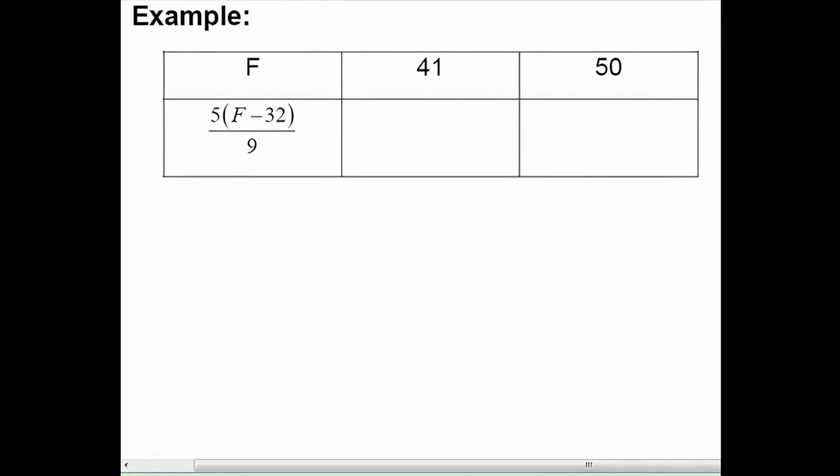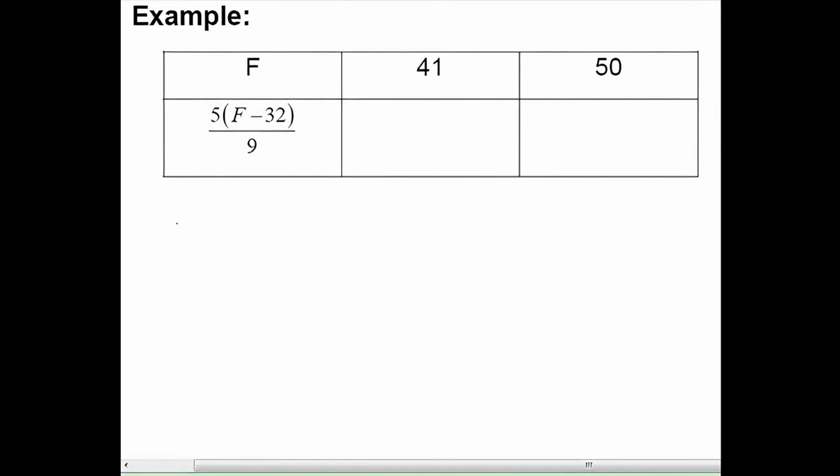A common way to see an evaluate question is in a table format. Just makes a nice compact way to evaluate the formula for several different values. This one is actually 2 questions. Our formula is here, 5 times parentheses f minus 32 over 9. It's a temperature conversion formula. F is our variable, and first we're going to do it for f equals 41. And then a second question is to reevaluate it for f equals 50.